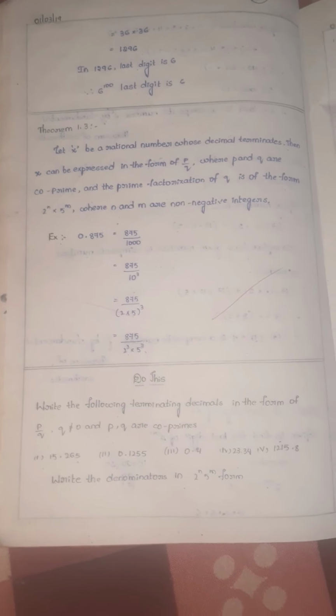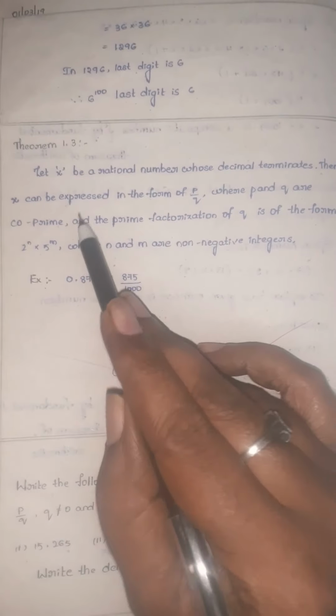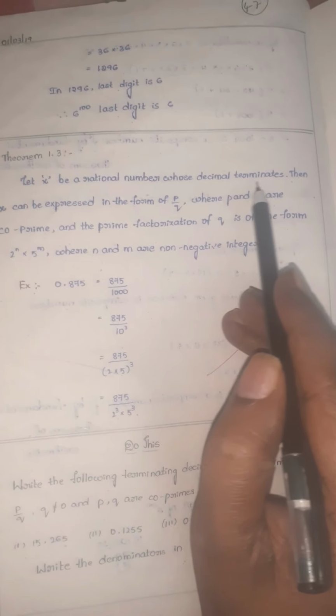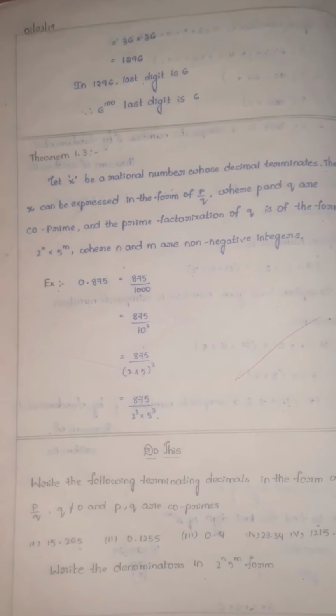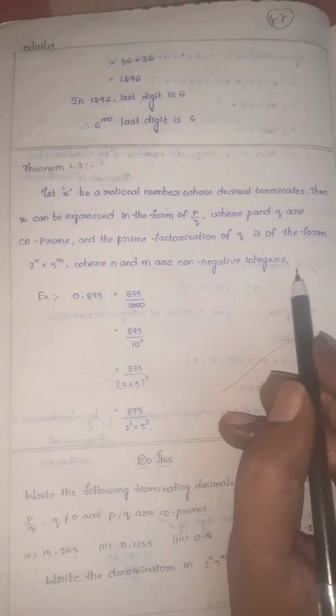Hello students, now I am explaining 10th class maths chapter number 1, real numbers, continuation part after exercise 1.2. So theorem 1.3, this is the statement given, children. Let x be a rational number whose decimal terminates. Then x can be expressed in the form of p by q, where p and q are co-primes and the prime factorization of q is of the form 2 power n into 5 power m, where n and m are non-negative integers.